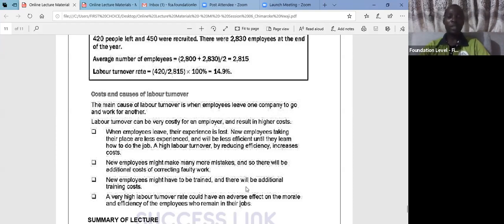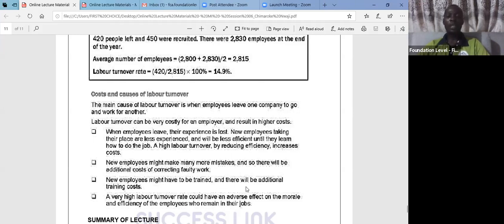New employees might have to be trained. You see, sometimes when they employ people, they'll say, okay, they'll train them. But some employers prefer people who are already trained so that they will just give them little training. So that training they are giving is an additional cost to the employer.